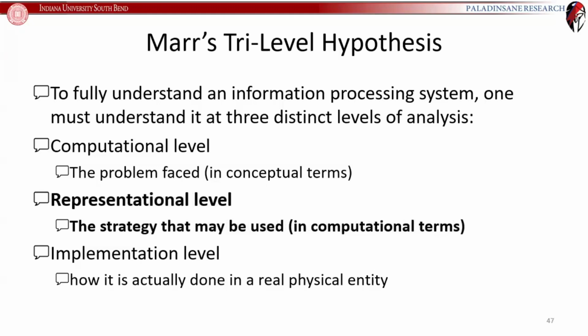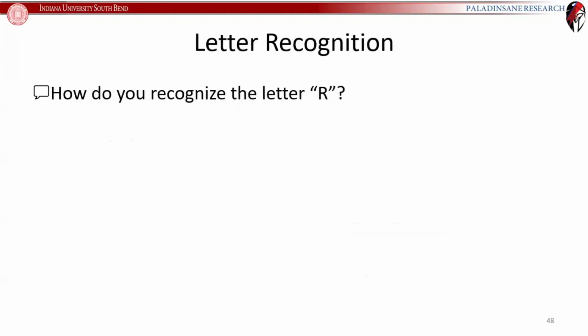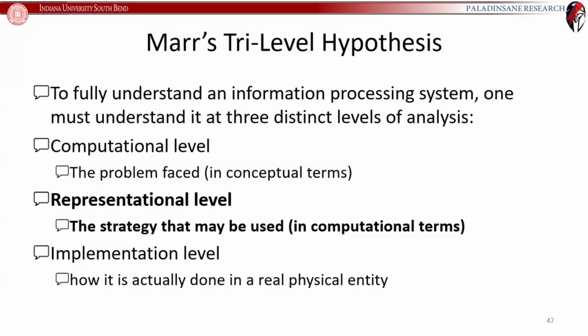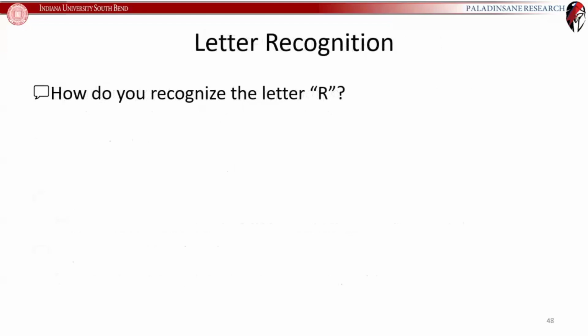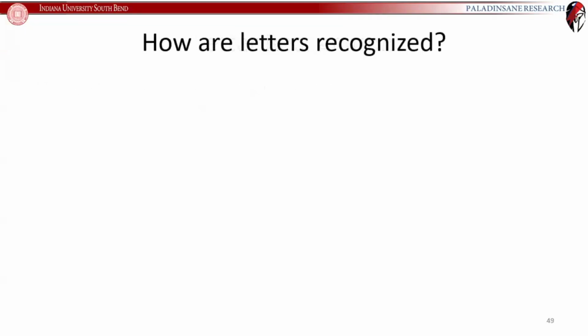Now let's turn to the meat of cognitive psychology, the representation level. How do we recognize the letter R? What is the strategy that may be used in order to recognize the letter R? We'll start off with a very early theory of letter recognition. And I won't lie to you, it's wrong. It just doesn't hold up. Like a spoiler alert, it doesn't hold up. But one of the first theories that came about was a template model.